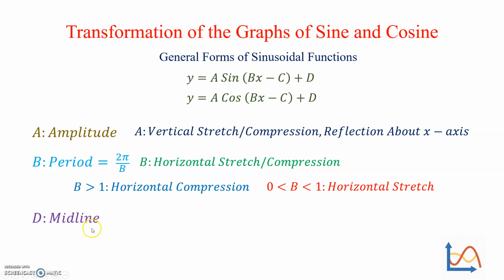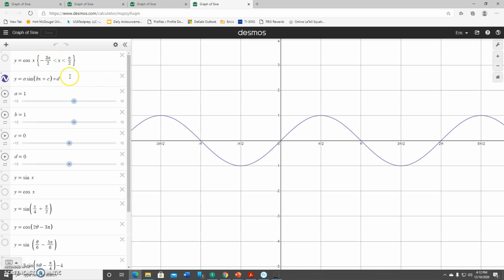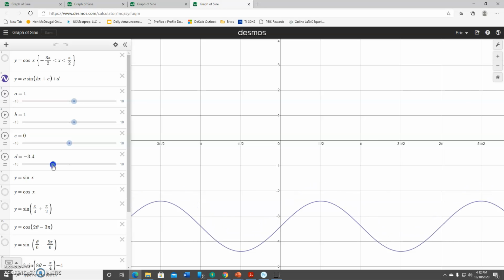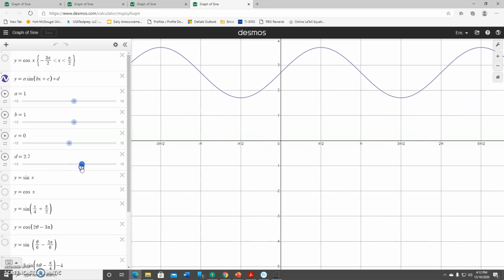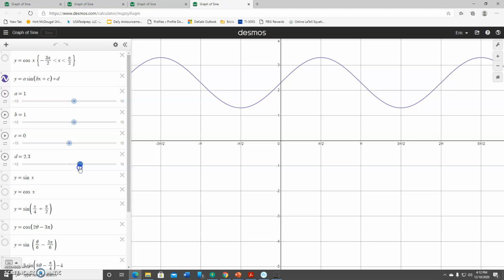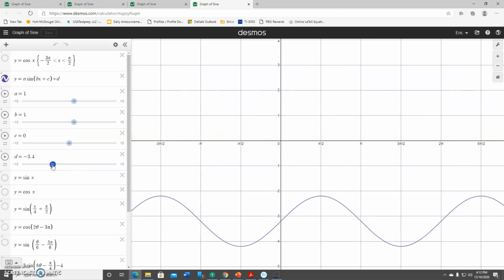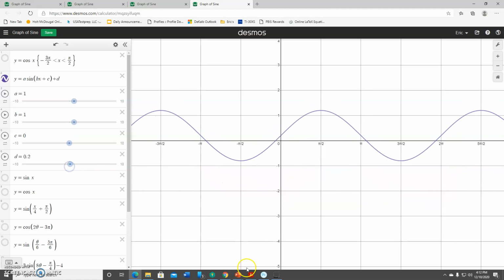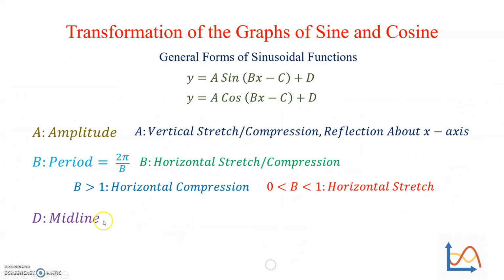So let's look at the D, this midline. Back to our formula, there's the D. Right now, if I move the D, there's our midline changing. As D goes up, the entire graph is shifted or translated up. As it goes down, the inverse. So this is more direct. The midline, or D, causes a vertical shift or vertical translation.